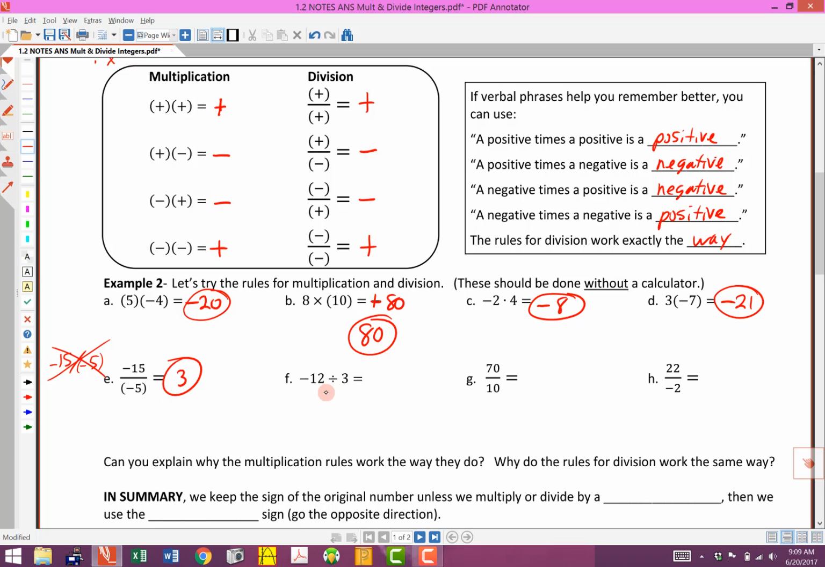We don't use this very often, but you will see it occasionally. Again, we're going to be relying on this horizontal fraction bar like we've got in these other examples here. But in either case, we've got a negative divided by a positive. This is a negative 12 and this is a positive 3. So negative divided by a positive is negative, and then 12 divided by 3 is 4, so the answer on that one's negative 4.